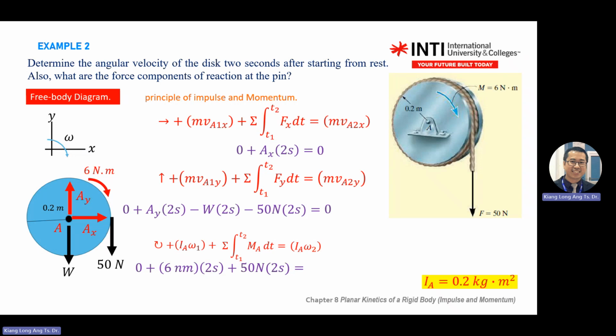Then 50, this one also, right? I think something is missing in my calculation. It will be 50 multiplied by 0.2. Then this one gives you the moment. Something missing. 0.2 is missing in my step here.